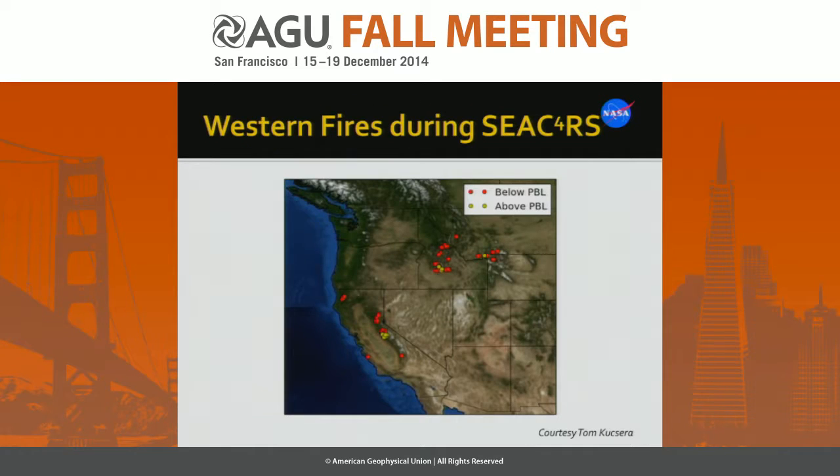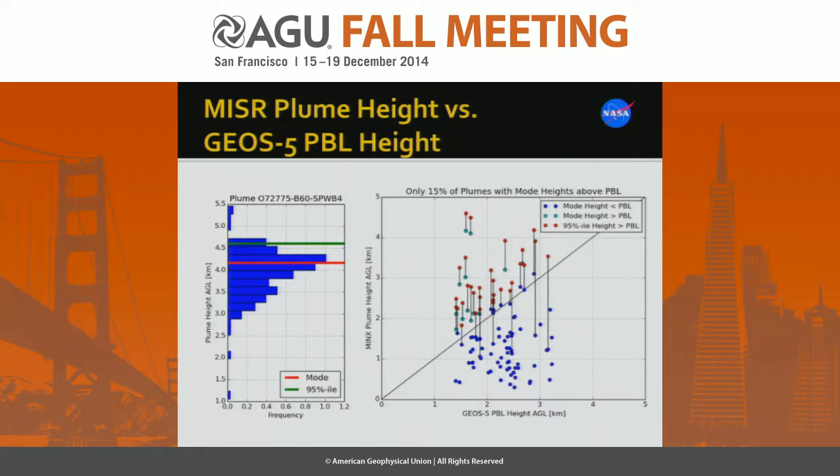So we had about 90 plumes to begin with. And here I'm plotting it. This is a typical distribution of heights you get for a plume from MISR. So we have here the mode of that distribution, and also the 95% interval. And here I'm plotting against the GEOS-5 PBL, the presumed GEOS-5 PBL, and here is the plume height. And you can see that a large majority of those plumes are in fact within the boundary layer.